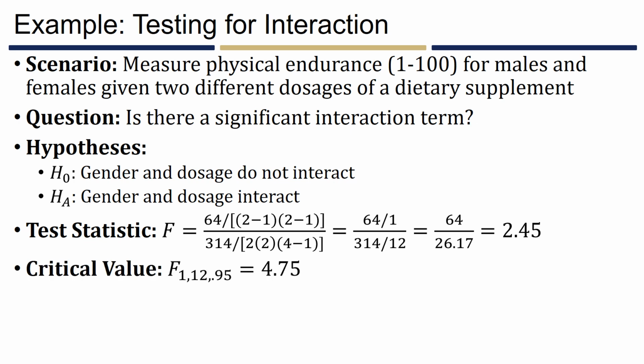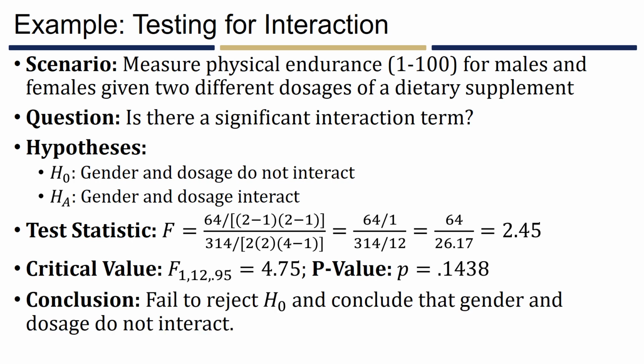Now the critical value with 1 and 12 degrees of freedom is 4.75, and the corresponding p-value here is 0.1438. What this means is that we fail to reject the null hypothesis and conclude that gender and dosage do not interact.